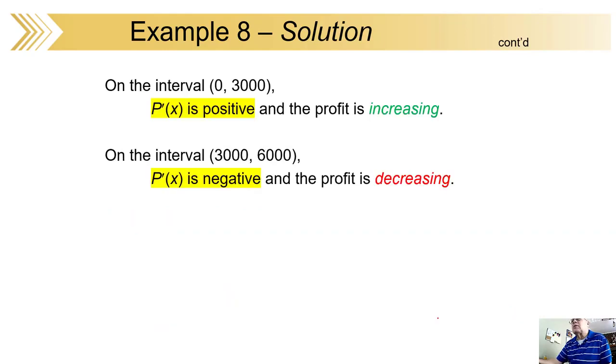On the first interval, up to 3,000, if you put any of those numbers in for the derivative, you get a positive number. That means your profit is increasing. Put any number from 3,000 to 6,000, and you'll find the derivative is negative. That means the profit is decreasing.